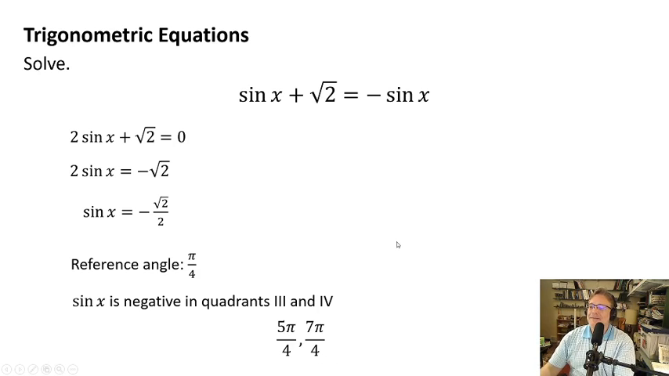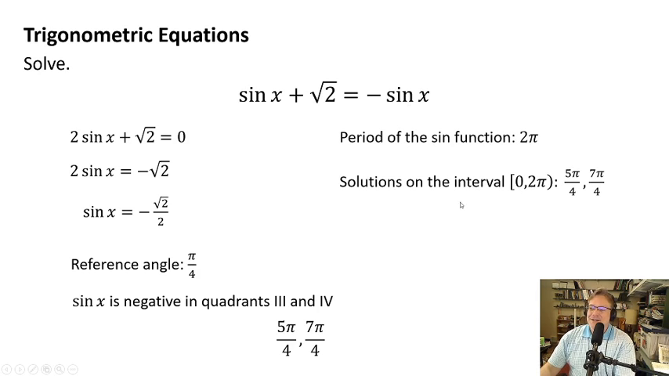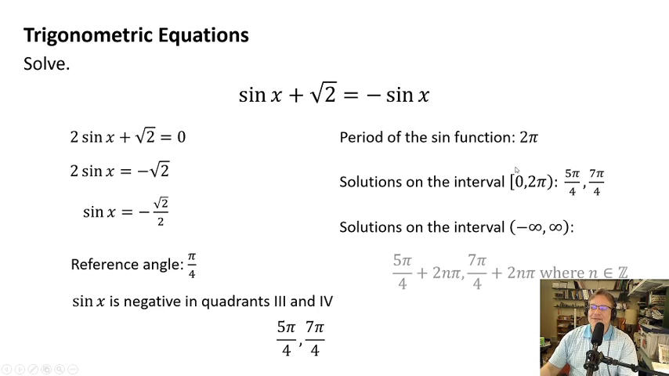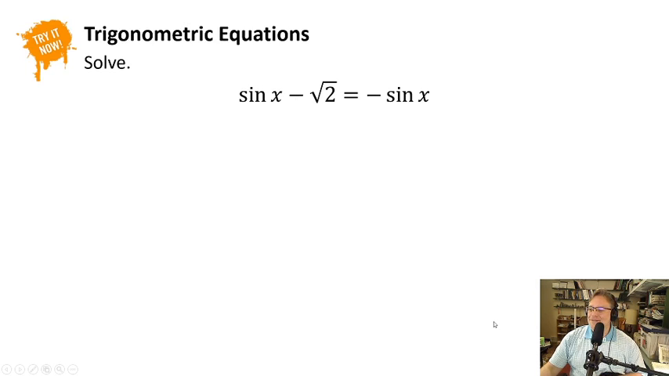And the period of the sine function is 2 pi, and so the solutions on the interval that we have so far are this and this, but to find all the solutions, we have to add plus and minus multiples of 2 pi here. So we have 2 sets of solutions here, 5 pi over 4 plus 2n pi, and 7 pi over 4 plus 2n pi as well, where n is a member of the set of all integers.